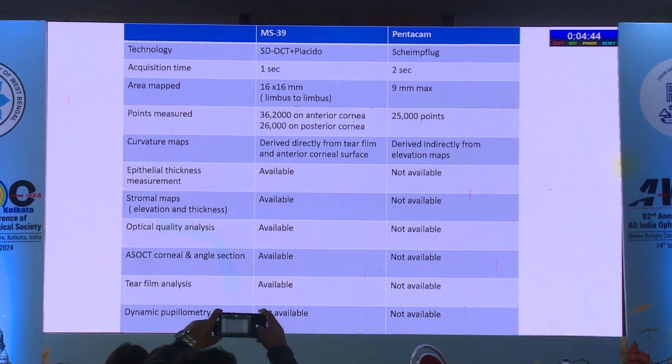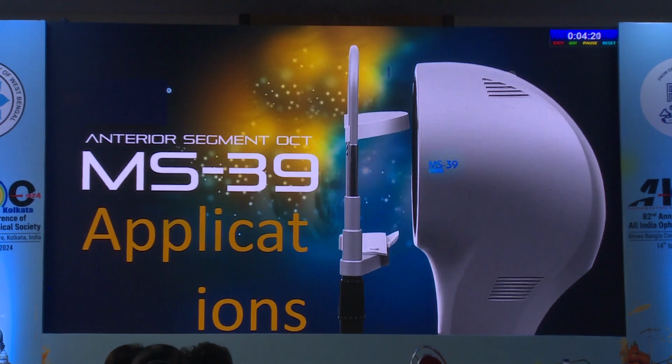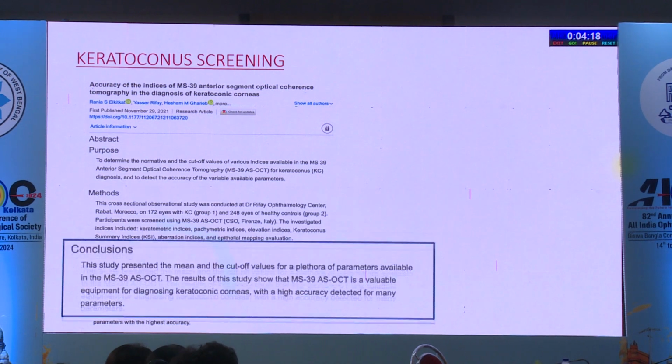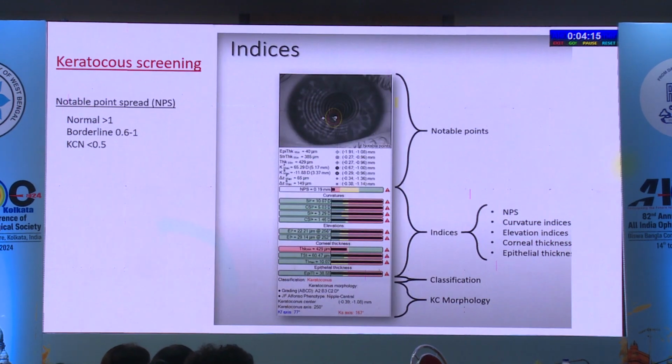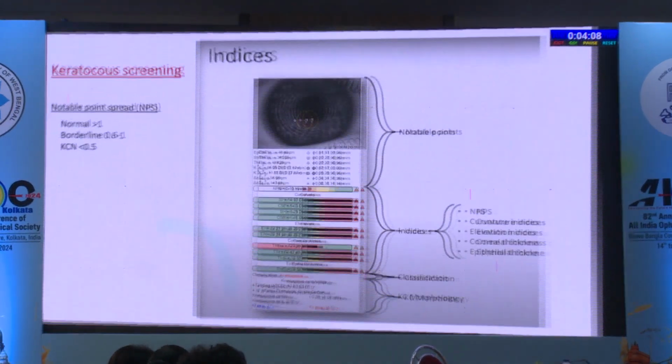Curvature maps are directly derived from the tear film and anterior corneal surface. In the Pentacam, curvature maps are derived indirectly from elevation maps. What is available in MS39 and is not available in Pentacam is the epithelial thickness measurement, the stromal elevation and thickness map, optical quality analysis, OCT, corneal and angle section, tear film analysis and dynamic pupillometry. So keratoconus screening is very convenient to do. What it gives you is basically the notable point spread function. It's very easy to diagnose keratoconus through this.